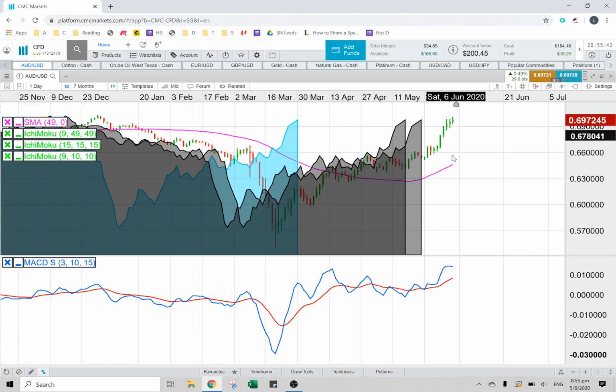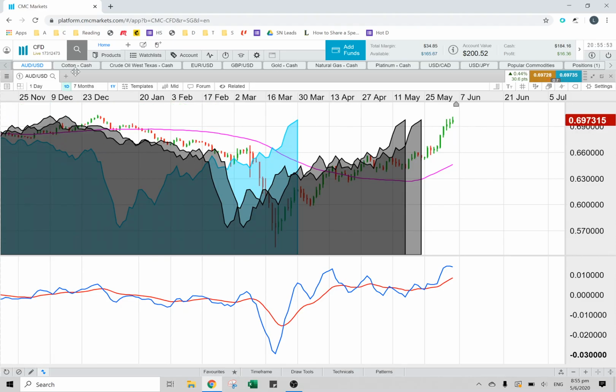I think it will come back down, and if it comes back down, we're looking at probably some sideways action, and then from there we could look to buy. So for now, no trade for me.